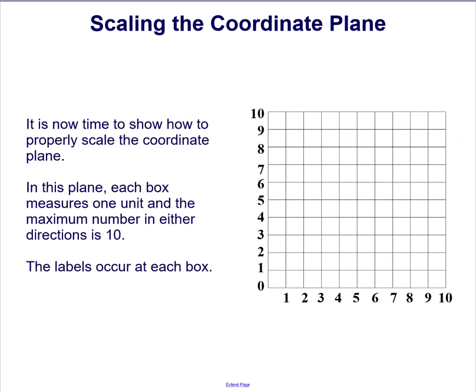It is now time to show how to properly scale the coordinate plane. In this plane, this right here, each box measures 1 unit and the maximum number in either direction is 10. So we look on the x-axis, the maximum number is 10, and when we go up the y-axis, the maximum number is 10. Also notice that the labels occur at each box.